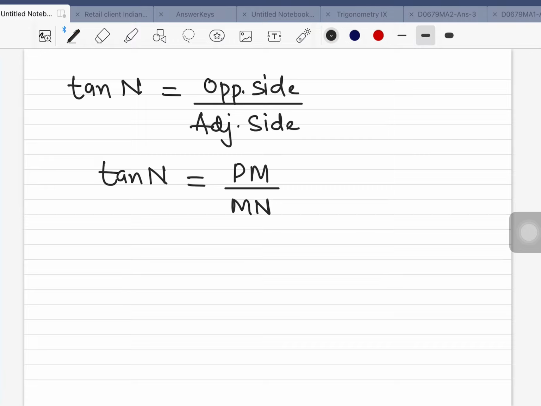Now what if I take the same triangle? The name of the triangle is PMN. Again, the same triangle.